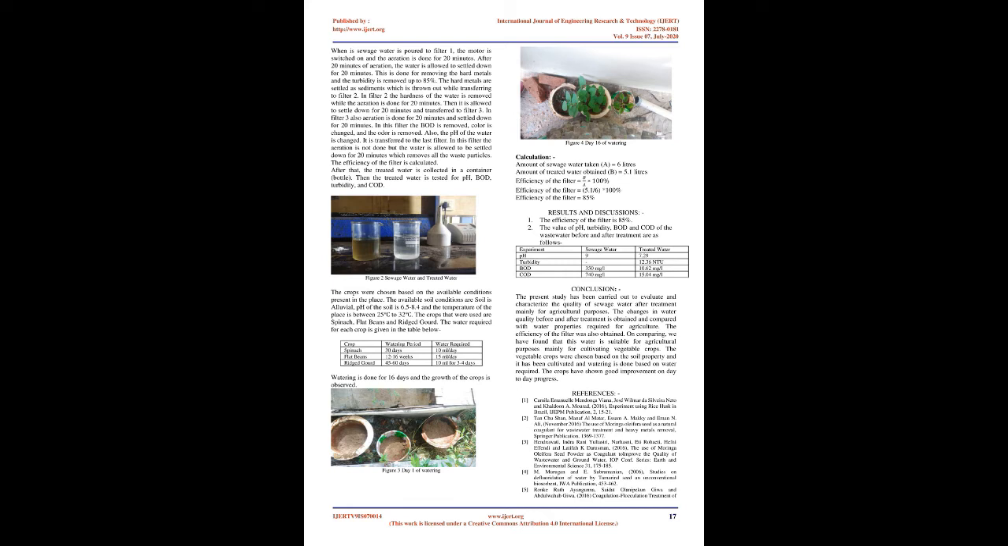When sewage water is poured into filter 1, the motor is switched on and aeration is done for 20 minutes. After 20 minutes of aeration, the water is allowed to settle down for 20 minutes. This is done for removing the hard metals, and the turbidity is removed up to 85%. The hard metals settle as sediments, which are thrown out while transferring to filter 2.